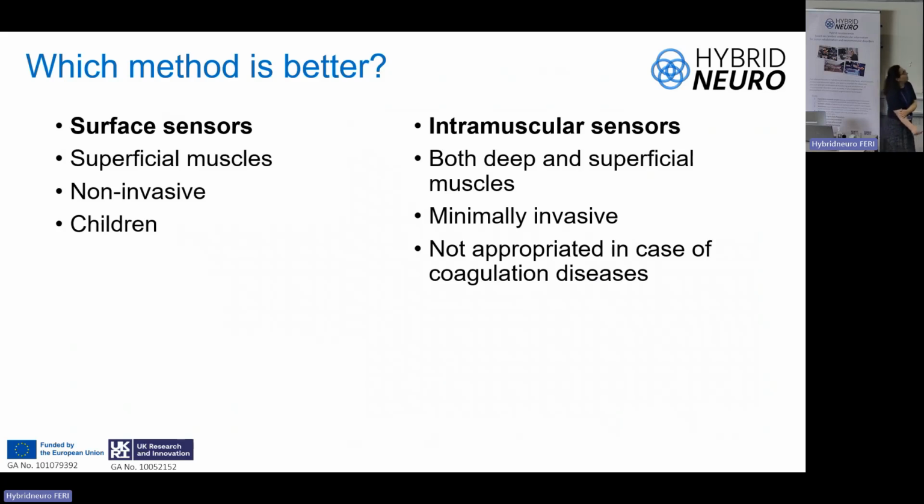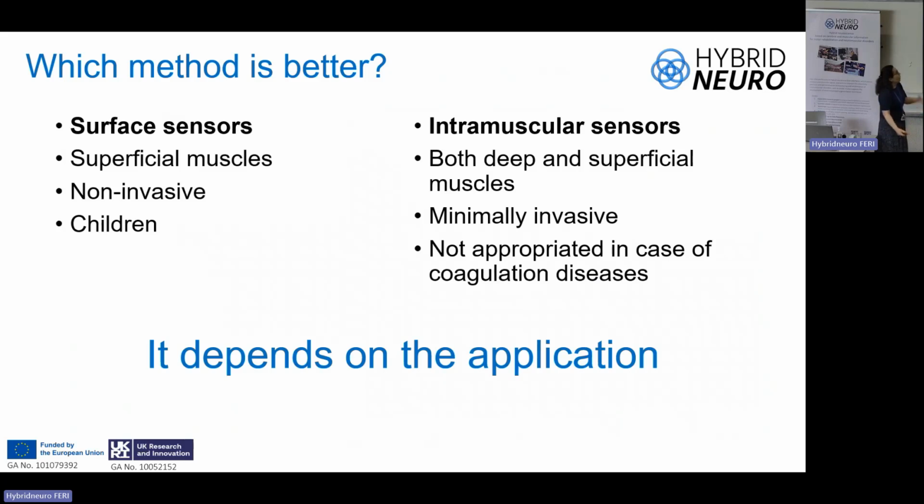Intramuscular EMG can be used in both deep and superficial muscles. It's invasive, but it's a minimally invasive procedure. You place the needle, you remove it, and the wire is so thin that once it's within the muscle, you cannot perceive it. But of course, for instance, it cannot be used in case of coagulation diseases. So what you should use really depends on the application.